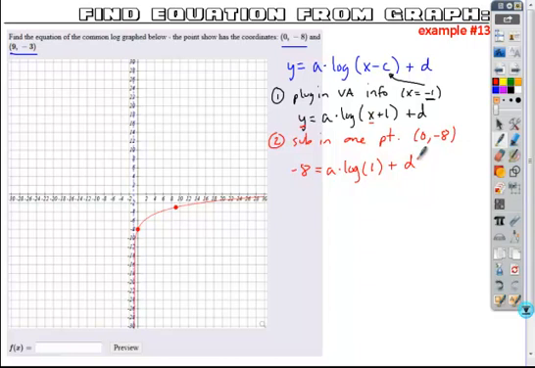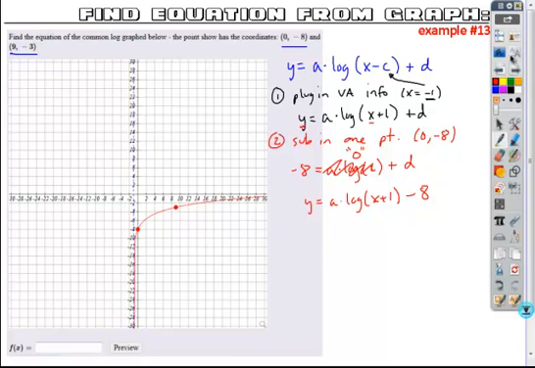What you can see here is, what is log 1? My input is 1, so 10 to what power equals 1? 0. So that means this is 0 times a, which is a whole value of 0. This allows me to find d. Those all cancel out, and I get d is equal to -8. So right now I have the form y equals a times the log of x plus 1, and my d value is -8.